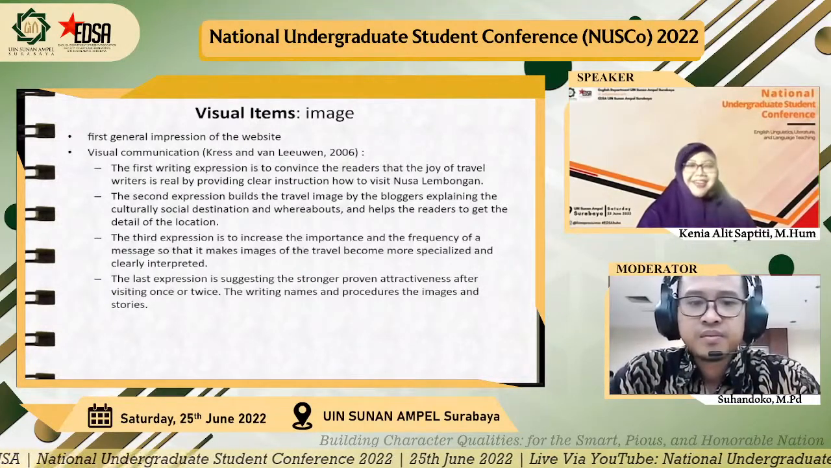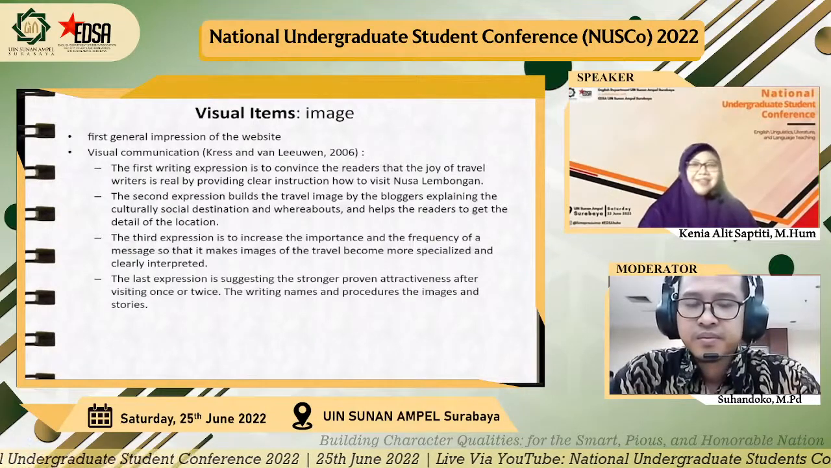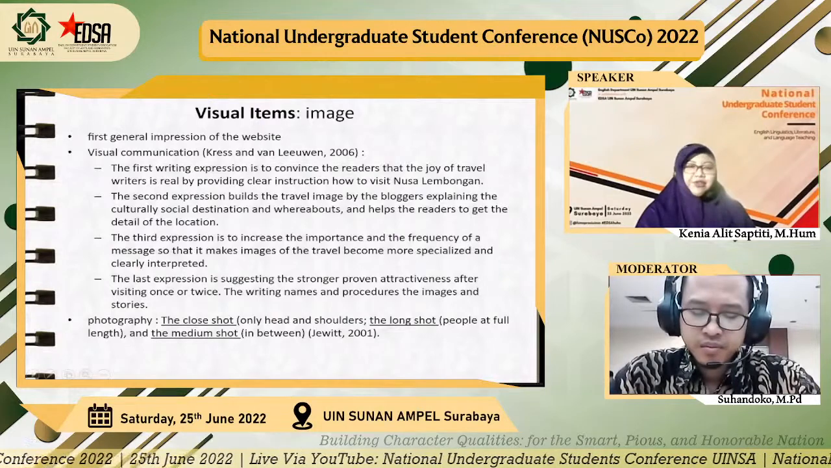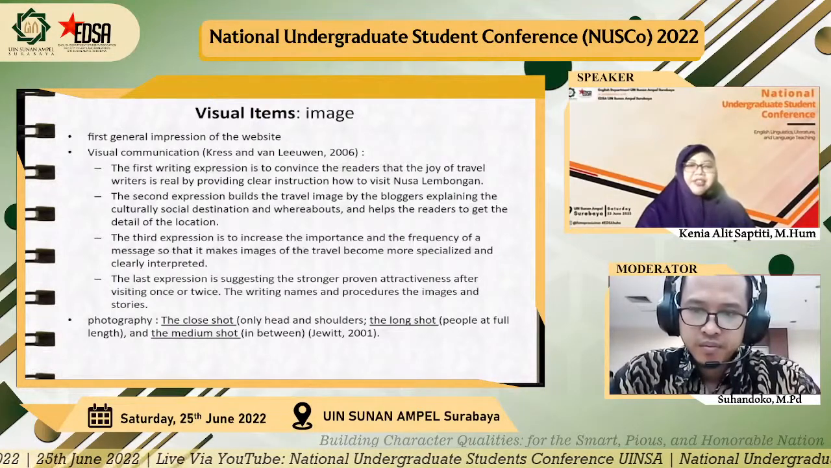Yes. Okay. Now, first from the image, the first mode in multimodality, I see in the photography, it's about the shot.